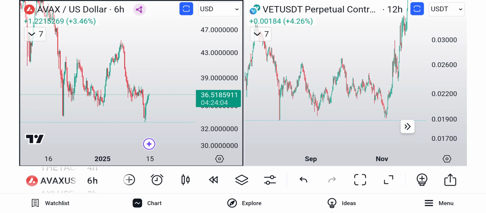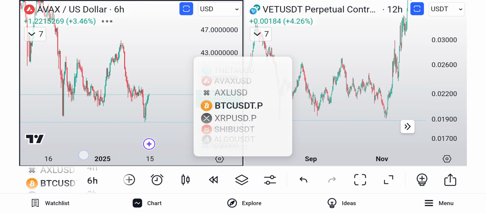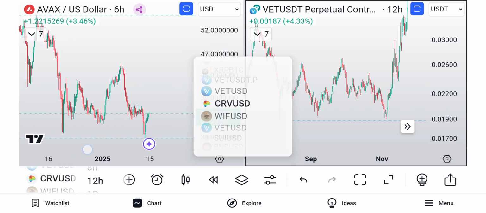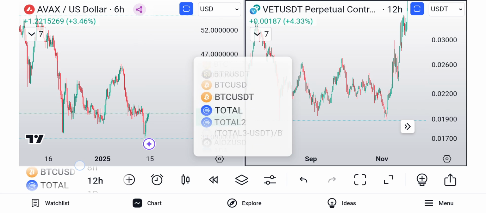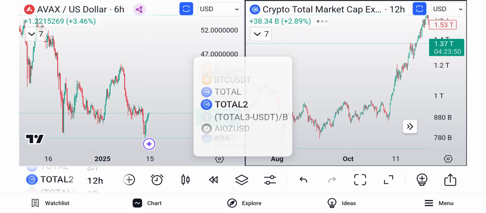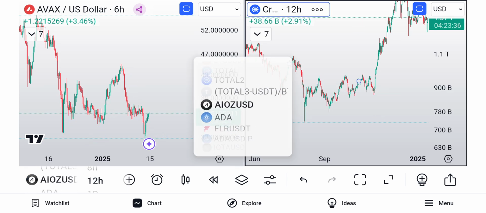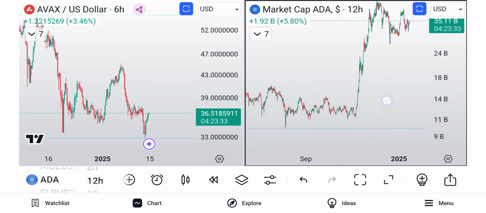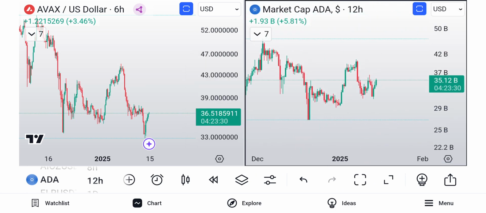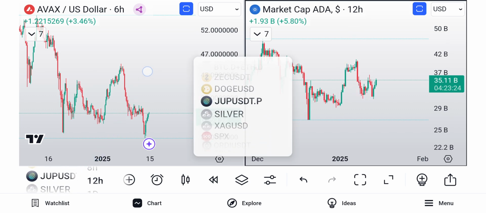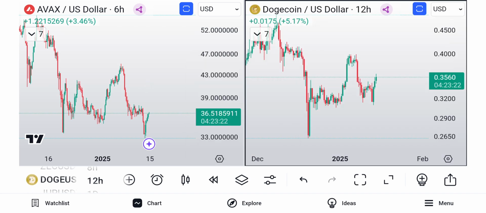Because you could see here, just look at VeChain back in the day. It doesn't even have to be VeChain. Let's look at another chart here. We'll use Total 2. So you can see Total 2 is a little bit different. It was more of a running flat. This is more of an expanded flat, right? So let's see if there's anything. Let's check out ADA here. ADA also, look at that, a running flat, similar to Total 3. What about Dogecoin? Dogecoin as well.